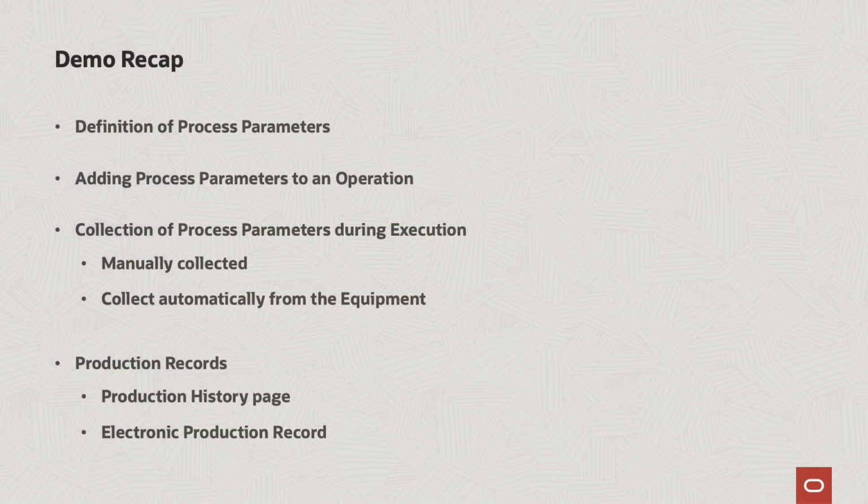Here is a recap. We defined process parameters. We added them to a work definition operation. Then, we captured actual process parameters during operation execution, both manually and from a connected equipment at a workstation. Finally, we reviewed the collected parameter values in the production records, namely the production history page and the electronic production record document.